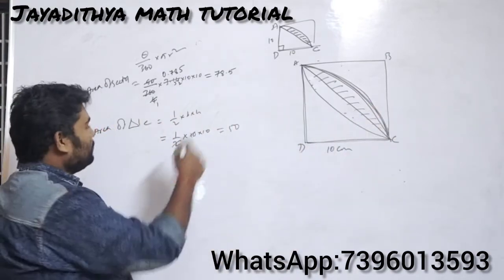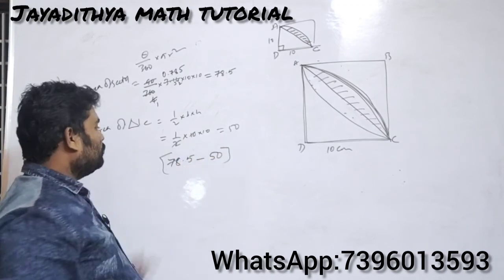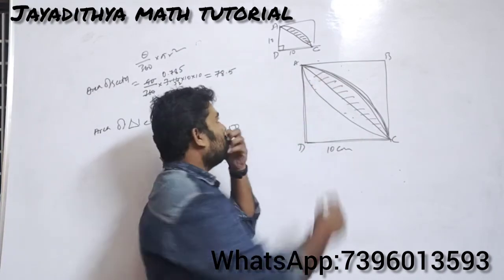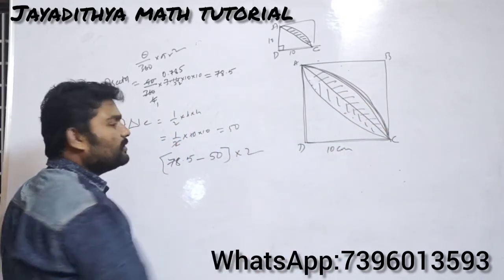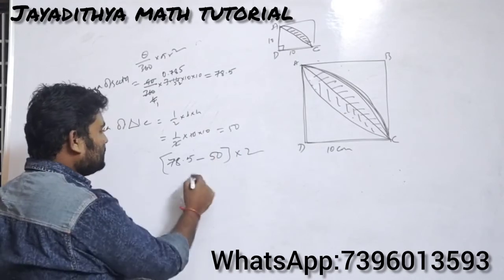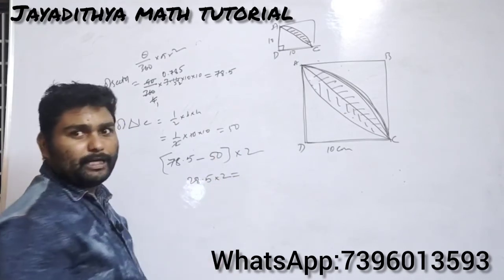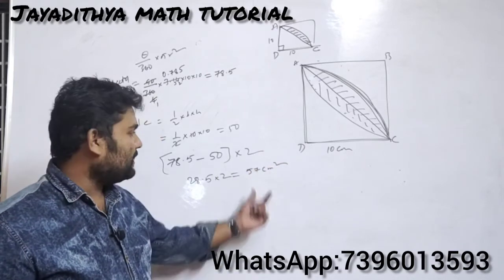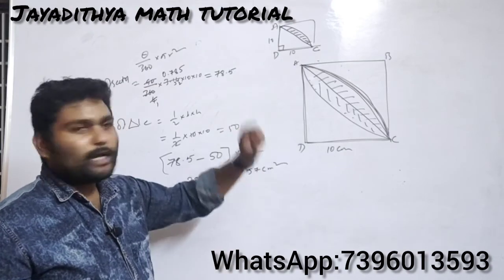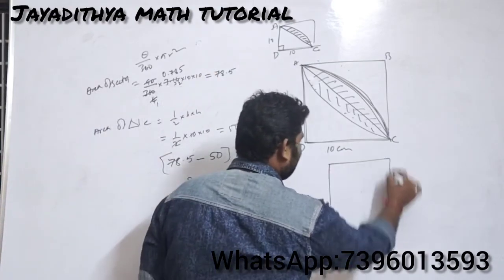If you subtract, first of all, let us subtract here. That is 78.5 minus 50. If you do like this, you will get only this part. But in order to get the second part also, what you should do? Both will be equal here, so multiply with 2 now. Here the answer will be 28.5 into 2, which is equal to how much? 28.5 into 2 is equal to 57 centimeters square. That will be equal to how much, Nana? 57 centimeters square.